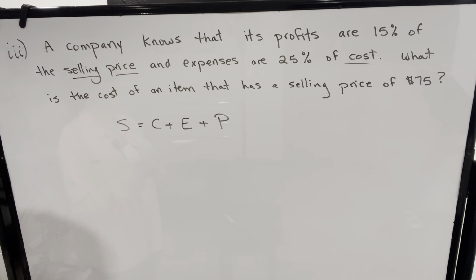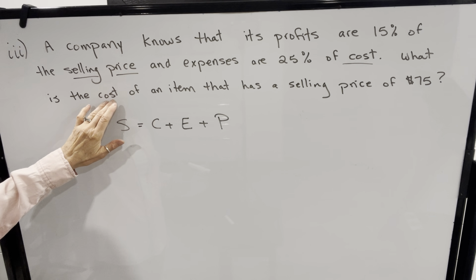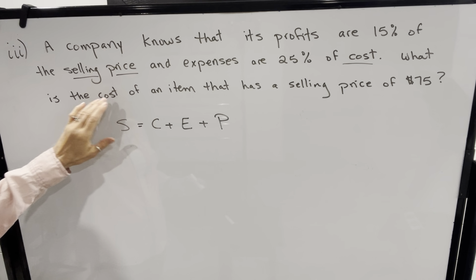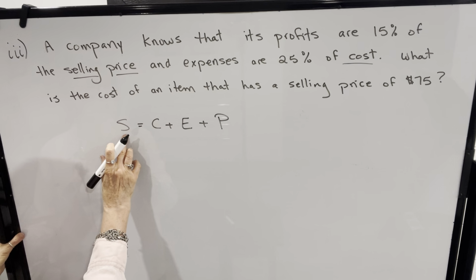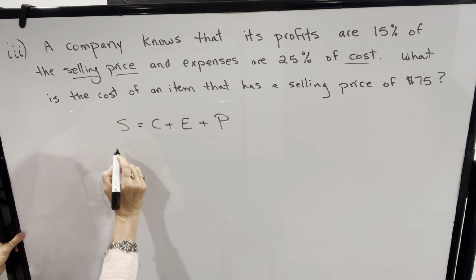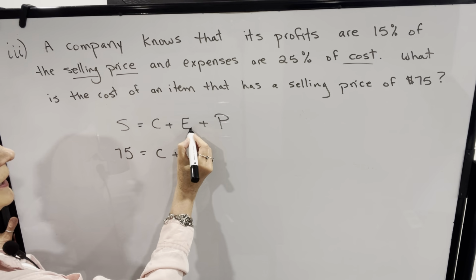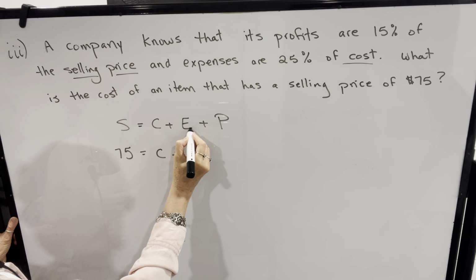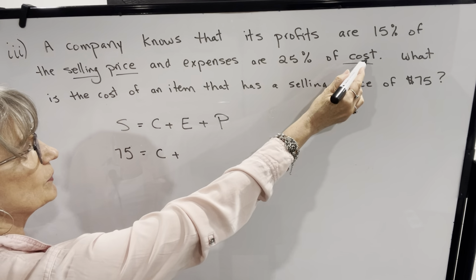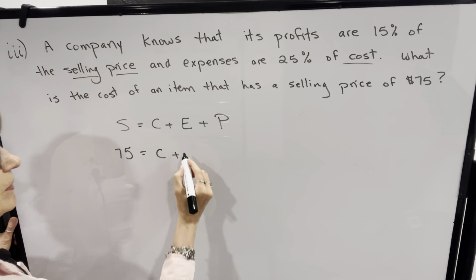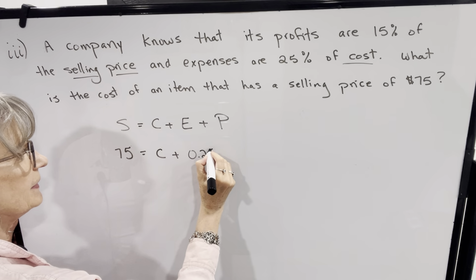So let's plug in the values that we know, and we're finding the cost, so that's going to be our unknown, and we're going to try to write everything else in terms of values we know or in terms of C. Selling price, we know the selling price is $75. Cost, we don't know. I don't know expenses, but I do know expenses are 25% of the cost. So I can write that as 25% of C, which is 0.25 times C.